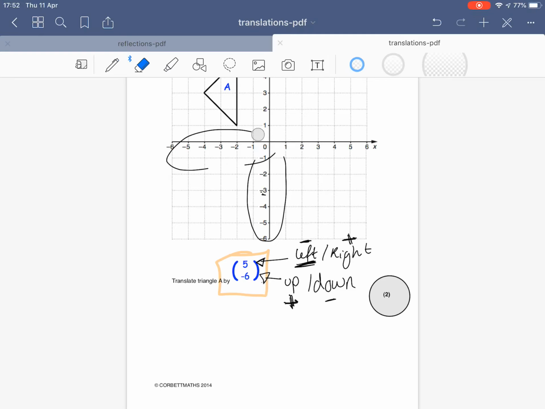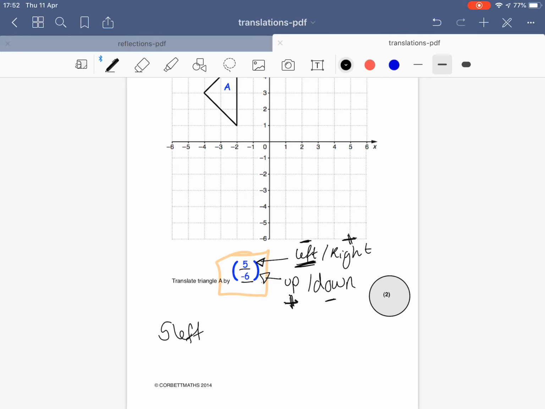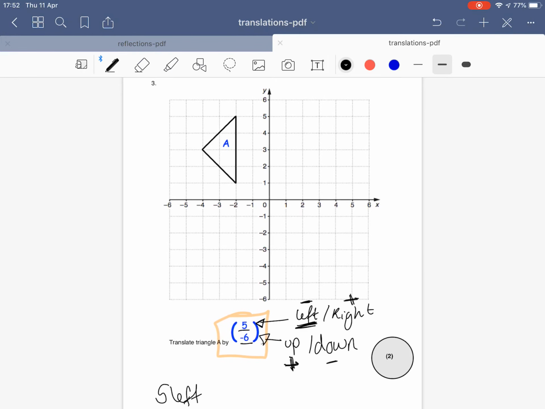Okay, right, so let's move this shape. So we've got to move it 5 to the left and then 6 down. So we're going 5 left, 6 down. So we're going to pick our point, pick all the points. So let's do this one first. We go 5 to the left, so 1, 2, 3, 4, 5, so that's there. And then 6 down, 1, 2, 3, 4, 5, 6, and that ends there. So this corner at the top is now this here.